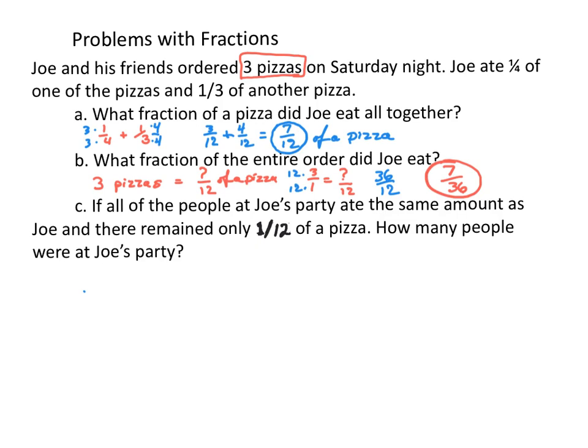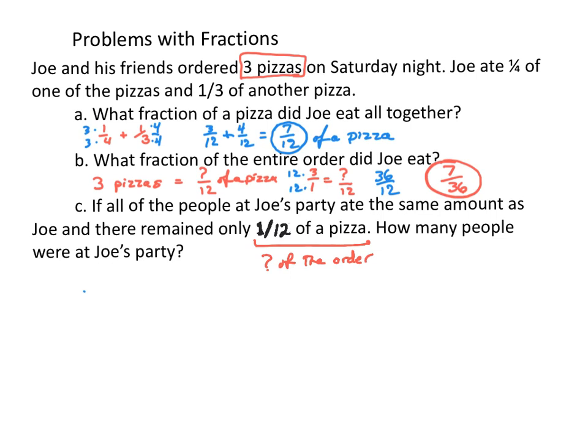Okay, let's see if we can tackle this last problem. If all the people at Joe's party ate the same amount as Joe and there remained only 1/12 of a pizza, how many people were at Joe's party? Okay. So this is one where we have to be careful of what we have here. See, 1/12 of a pizza remained, but those people at the party are eating the whole order. So 1/12 of a pizza is what fraction of the order?